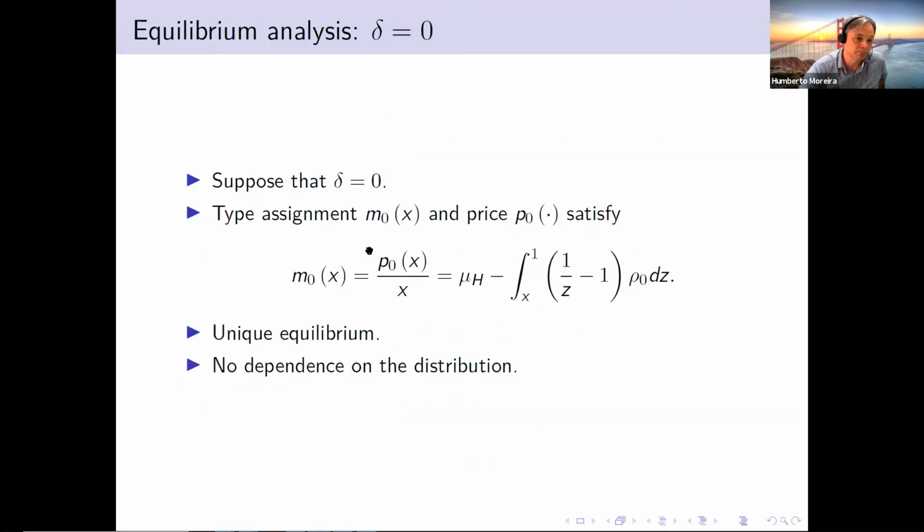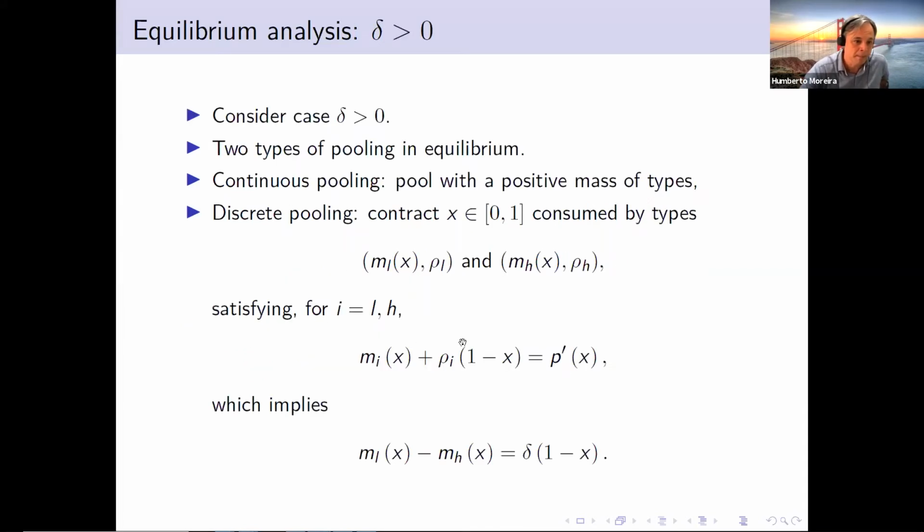So let's start with the delta equals 0 case. Then you're going to see that the formula is very simple, because now you know the rho naught. The equilibrium is going to be unique, with no dependence on the distribution, as you see from this formula. This is not new, this is in Rothschild and Stiglitz. Now the analysis for the two-dimensional case.